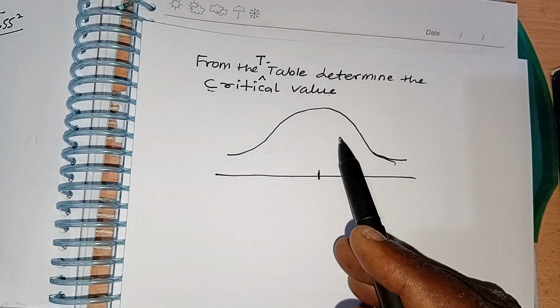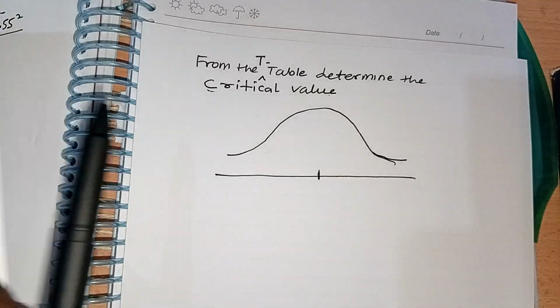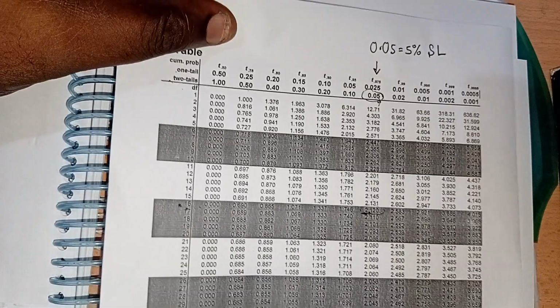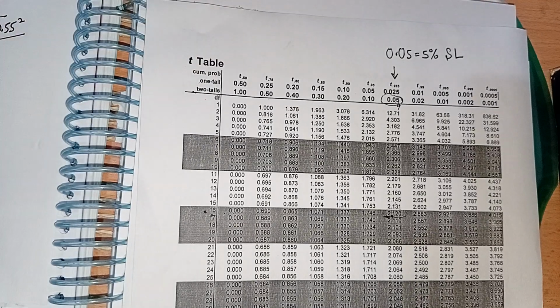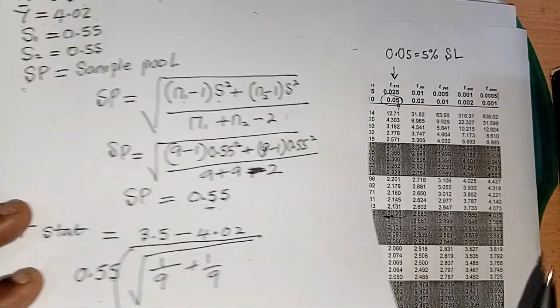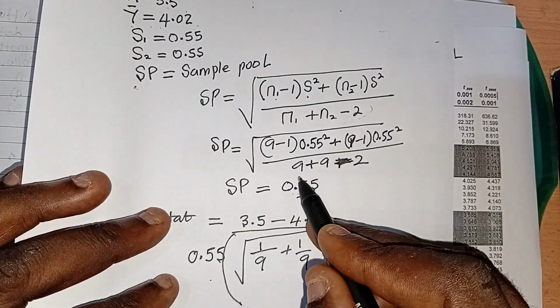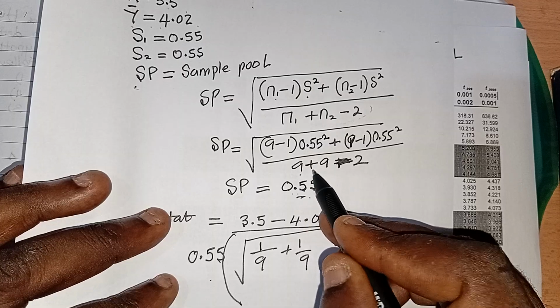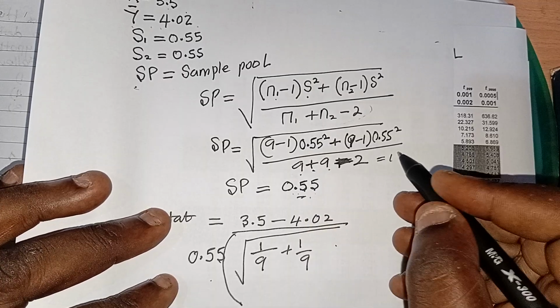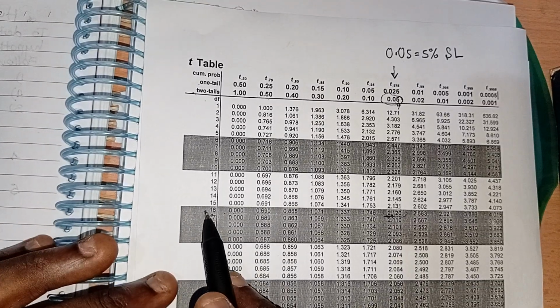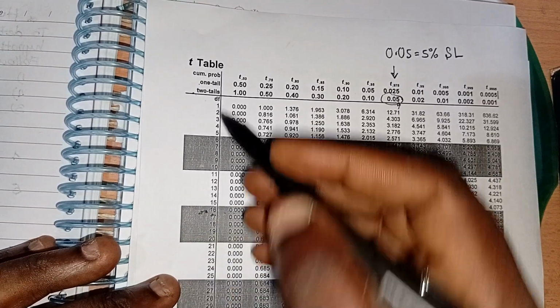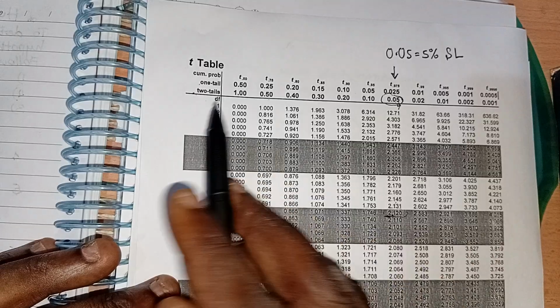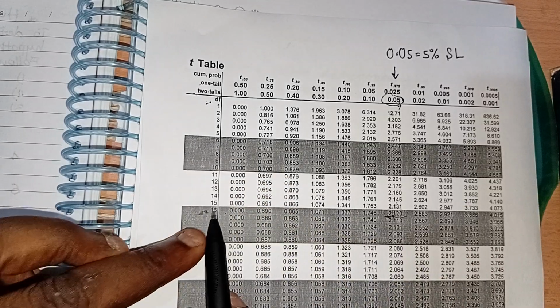To determine this, you use the t-table. So I have a t-table here. Now my degree of freedom here is 16. When you calculate 9 plus 9 minus 2, it gives you 16. Okay, so I will go to where I have 16. This is where I have 16. I will count 1, 2. So this is degree of freedom and this is 16.